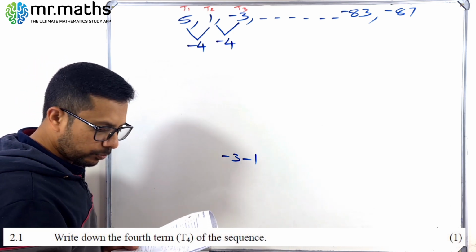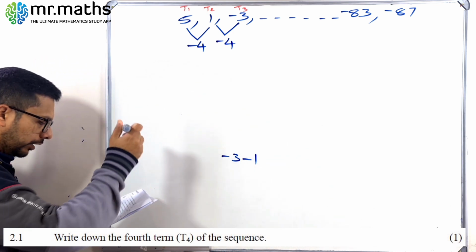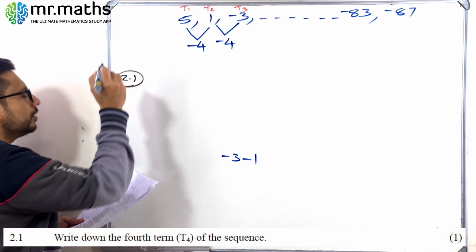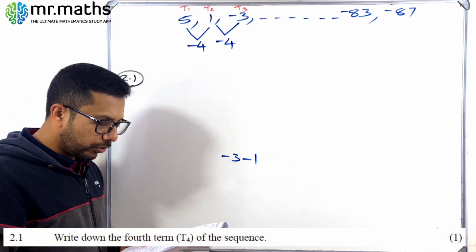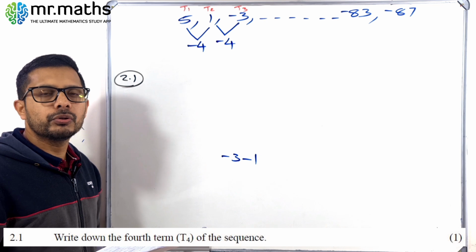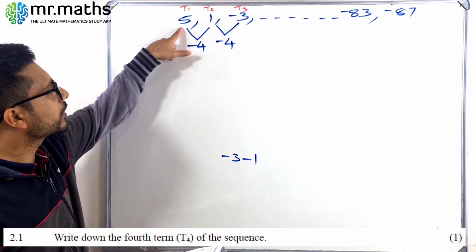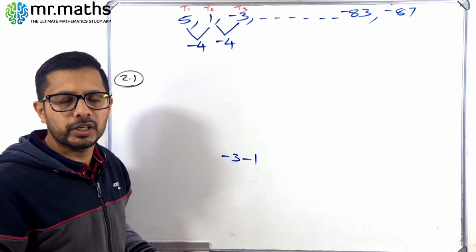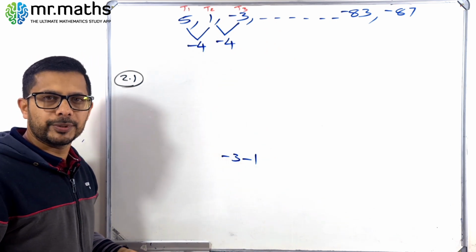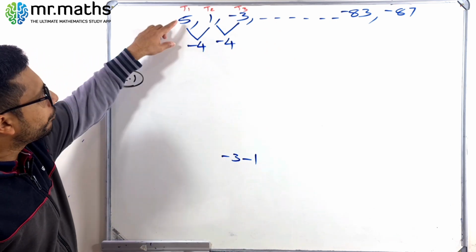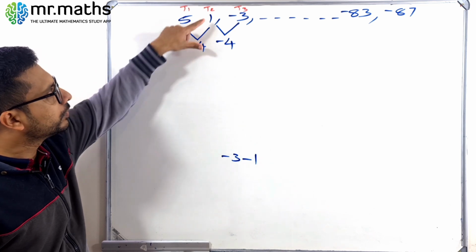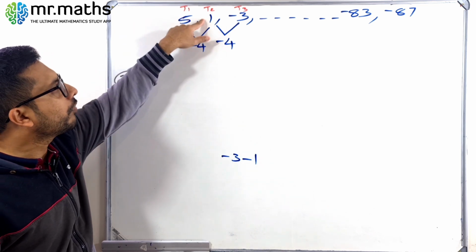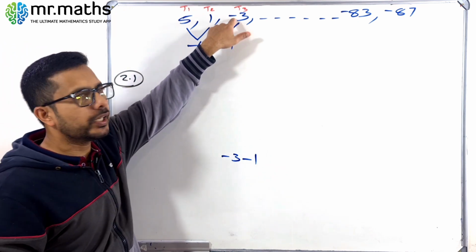Now let's move to the first question, 2.1. What is that question? Write down the fourth term of the sequence. You have to write the fourth term. Here this is the first term, second term, third term, and what is the term here? Fourth term. So how can you find the fourth term, guys? Look at this one. 5 minus 4, that is 1. 1 minus 4, that is minus 3.